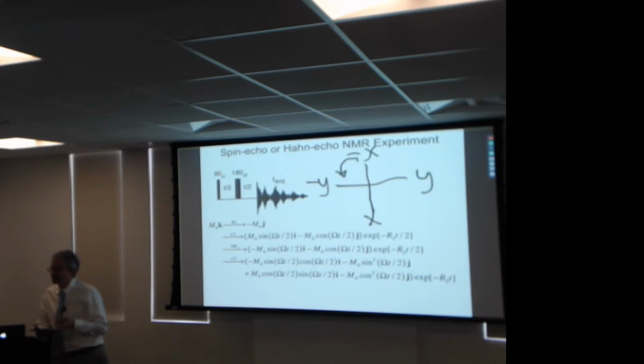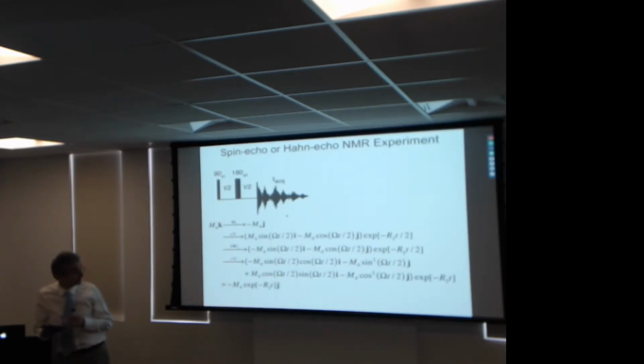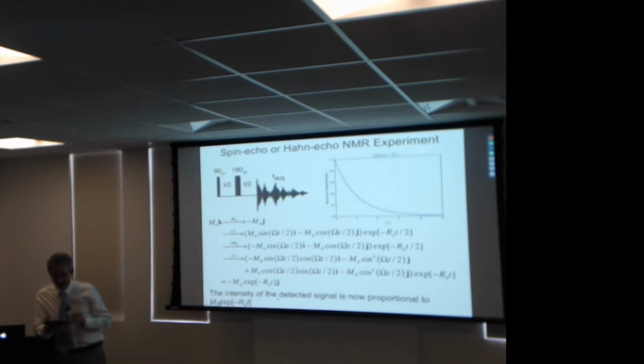And now I have to just remember some trig. So two terms cancel, and I end up with minus sine squared minus cosine squared, and I remember that sine squared plus cosine squared is 1. So I end up with magnetization on the minus y-axis, and the signal is now proportional to e to the minus R2 times t. Because the damping went on. The damping wasn't affected at all by the pulse.